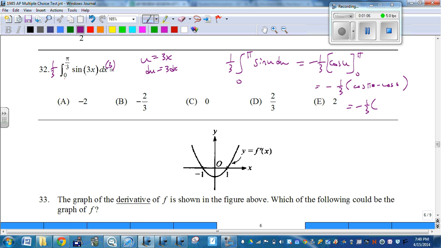So cosine of pi is negative 1. Cosine of 0, positive 1. So we get negative 2 times negative 1/3 gives us positive 2/3.